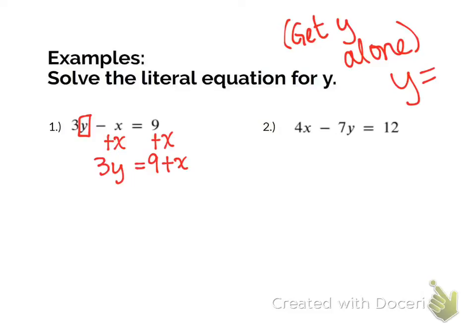Now, Hunter, what do you think we should do? Divide by 3. So we're going to divide both sides by 3. If you have a lot going on one side, you just put a bigger division bar or fraction bar. We're still just dividing by 3. And then that ends up being our answer.